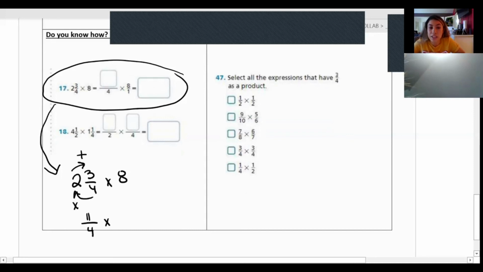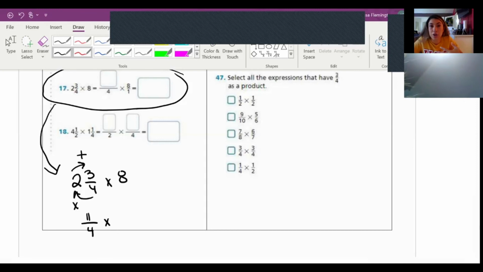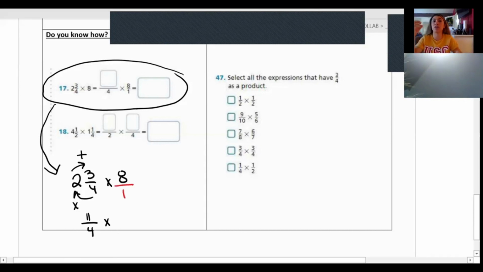And we're going to multiply that by 8. And every whole number is always over 1. So that's a simple tip to always remember when you see a whole number and you're like, why isn't it in a fraction? I'm multiplying fractions. It's always just going to be over 1. So now we could just multiply straight across now that we turned that whole number into a fraction. 11 times 8 is 88, and 4 times 1 is 4.